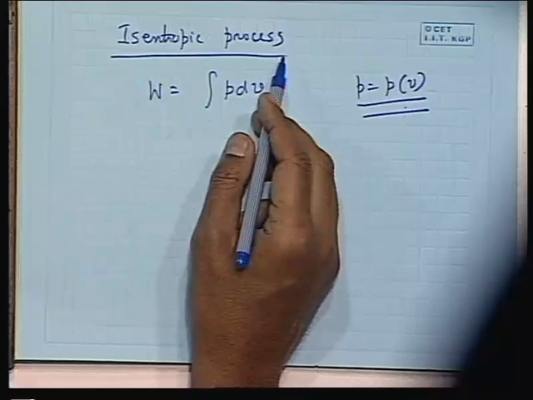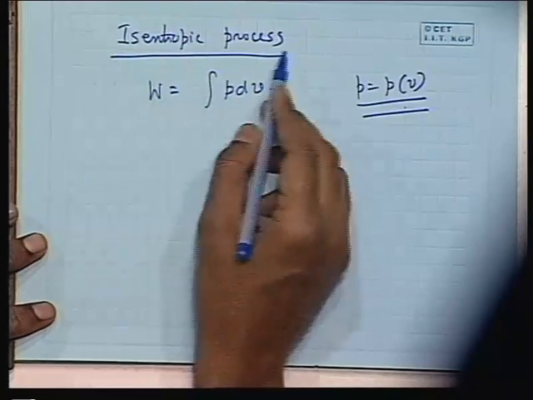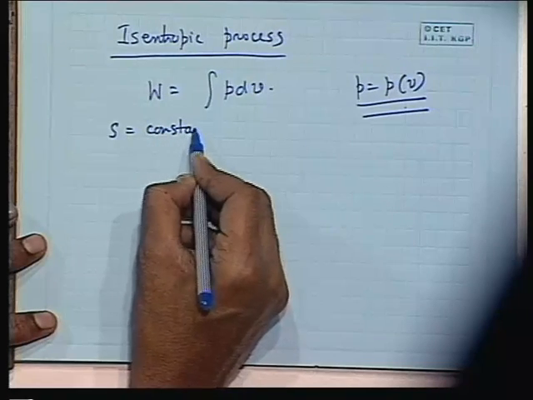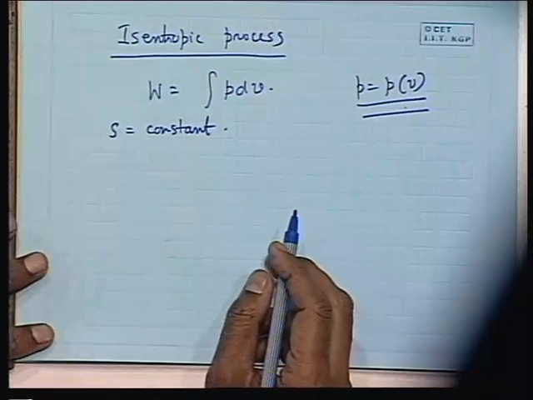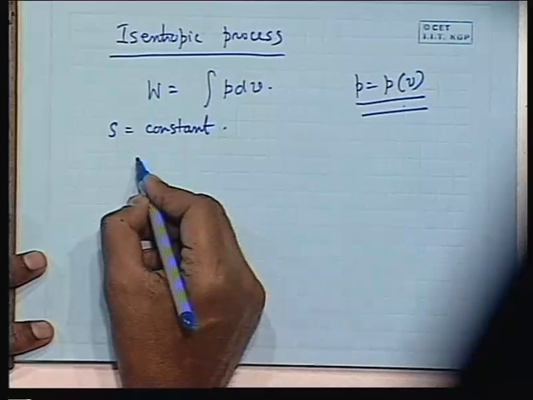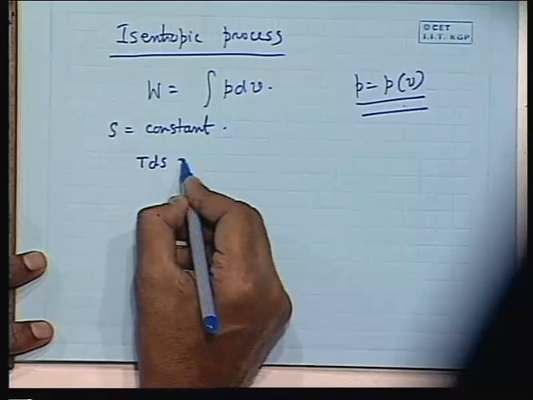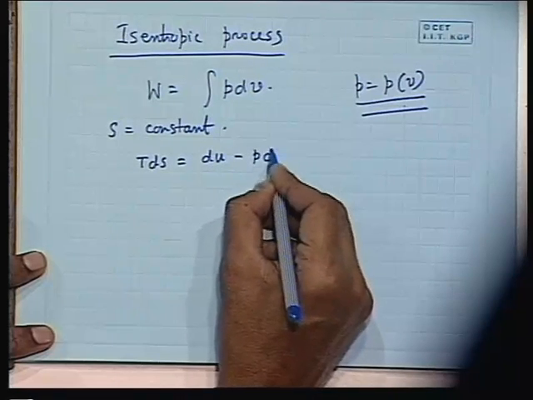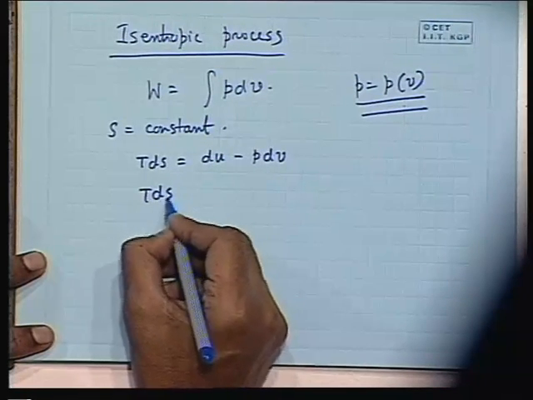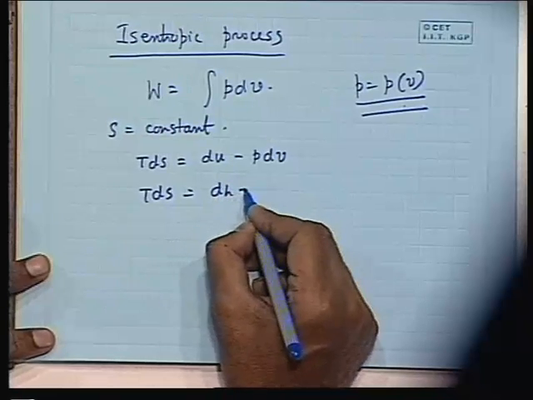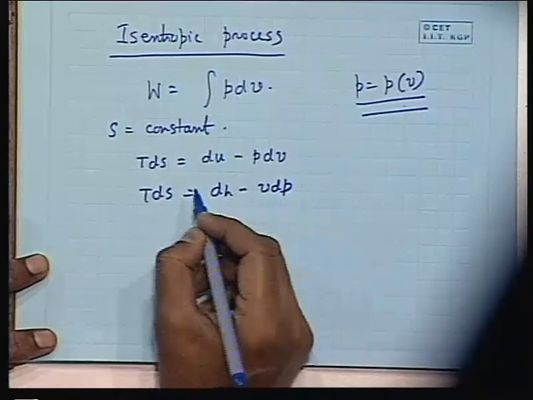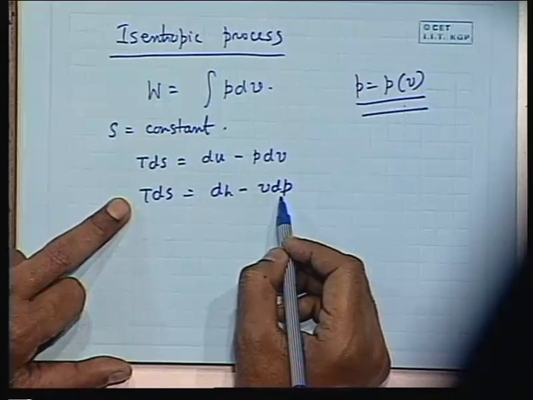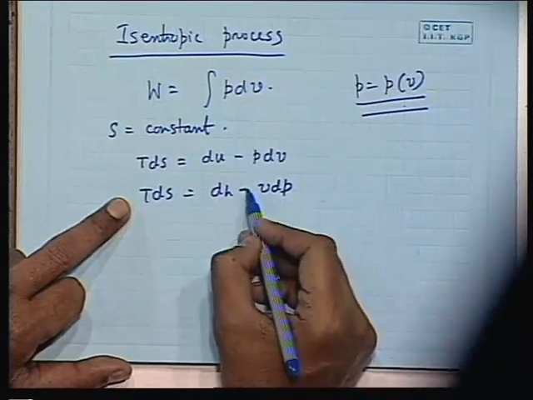So one of these paths is the isentropic process. Let us consider that isentropic process, that means S is equal to constant. What is an isentropic process? Basically, it is a reversible adiabatic process. Now I write two important equations: TdS is equal to dU plus P dV, and TdS is equal to dH minus V dP. These are property relationships valid for all processes, yes or no? Yes.